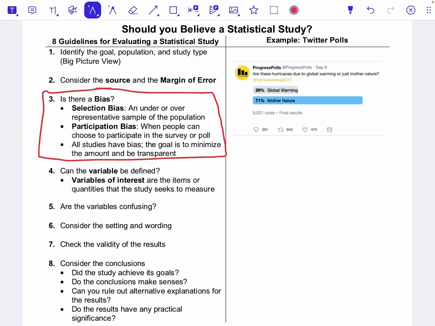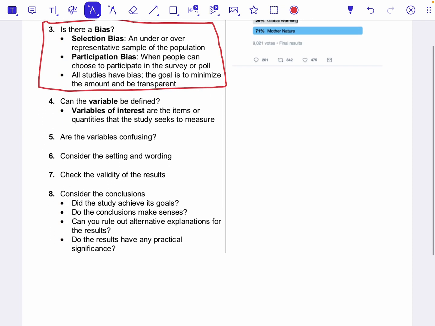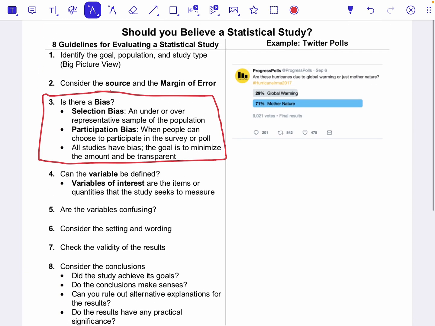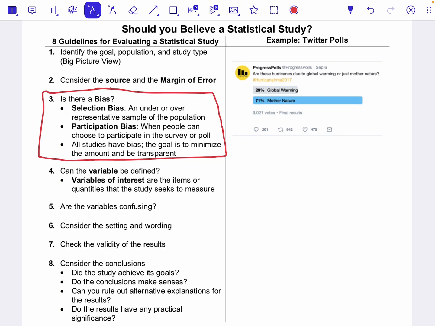There are other things you want to look for when you're debating whether or not you should believe a statistical study. Did they define what they are asking? Is the question or wording confusing? Did they make conclusions? Are they able to? So there are lots of different things that you should look for when you're thinking about the validity.